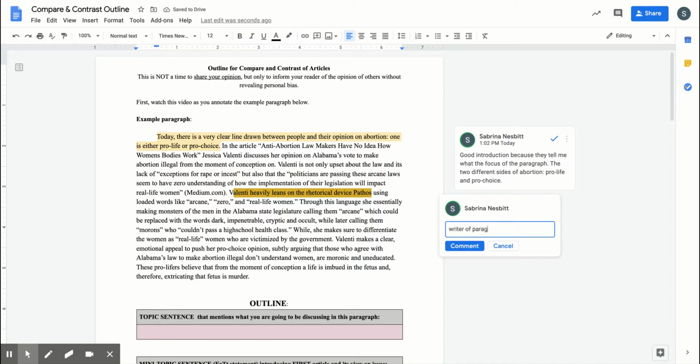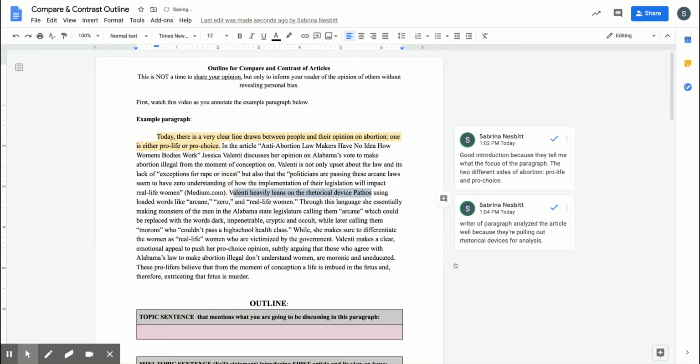The writer of the paragraph analyzed the article well, because they're pulling out rhetorical devices for analysis. When you're writing this paragraph, think about that. Is this author of the article using pathos, ethos, logos? What diction, what tone are they using? You guys have all of those tools from the class, and so now it's time to apply that. Read the article and analyze it for all of those elements so that when you get to this portion of analysis, you can easily do that.